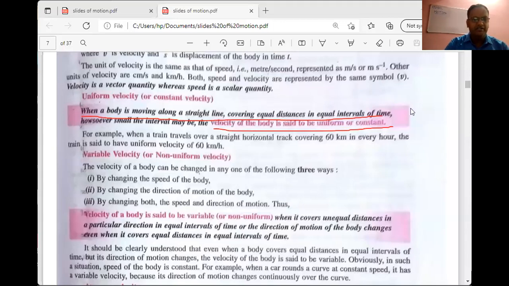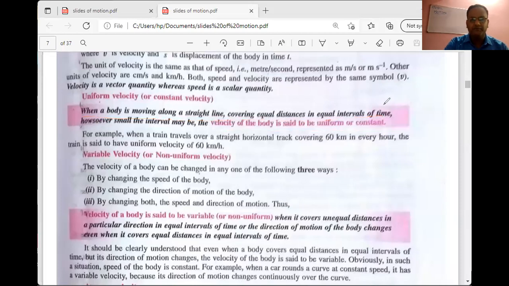Okay, so till this, students, is it clear to all of you, the concept of uniform velocity with the example? Is it clear to all? Okay, fine.